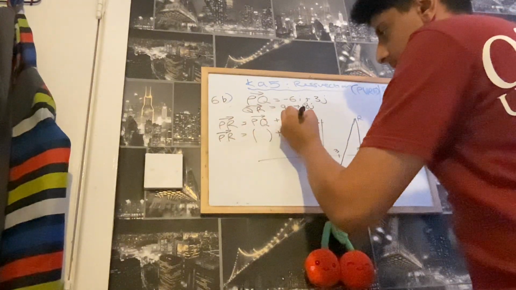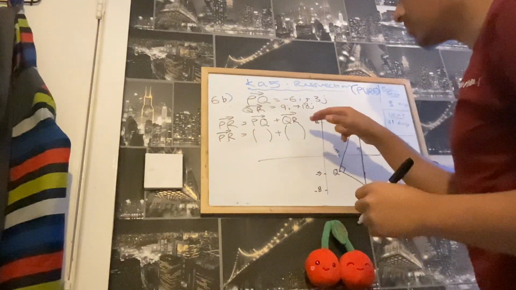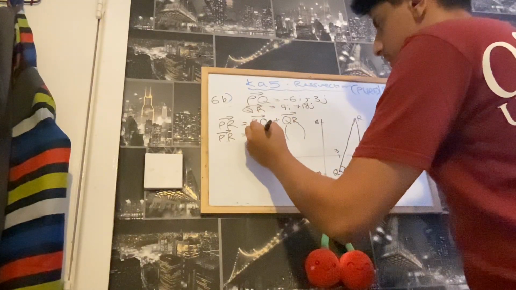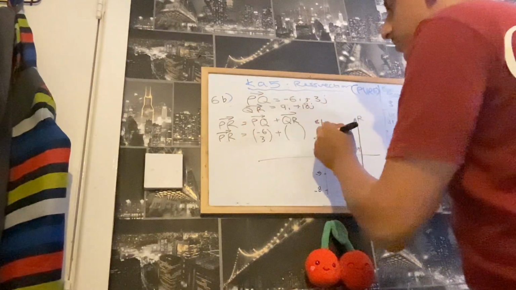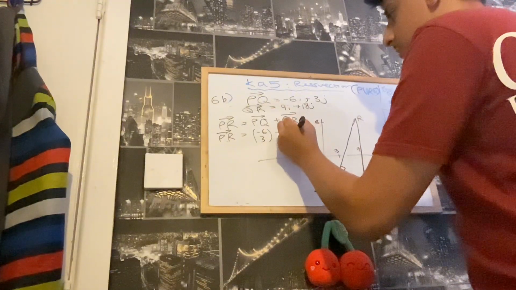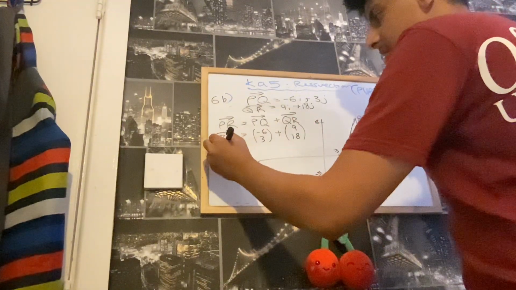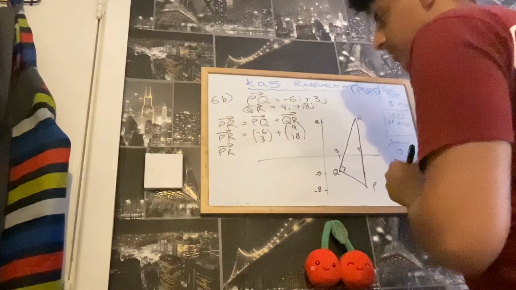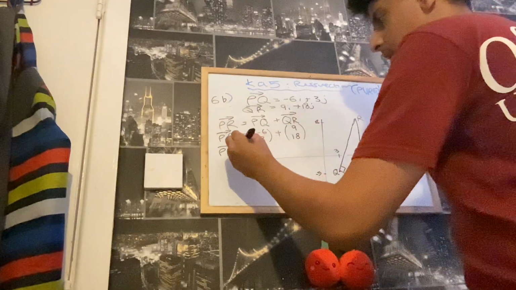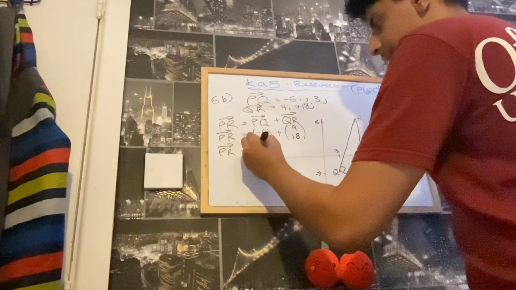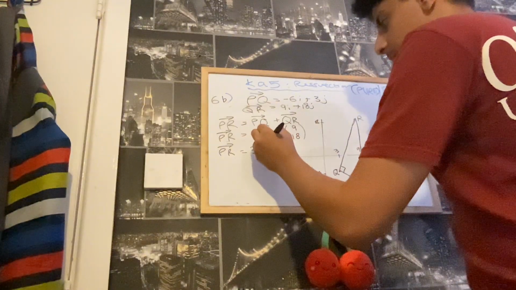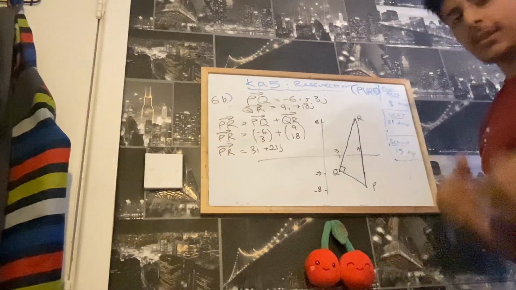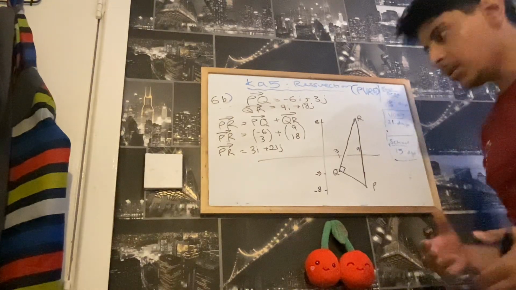So P to Q would be -6, 3j, and then Q to R would be 9, 18j. If we add it all together, -6 plus 9 is equal to 3, and 3 plus 18 is equal to 21j. To find the length, we have to find the magnitude of this.